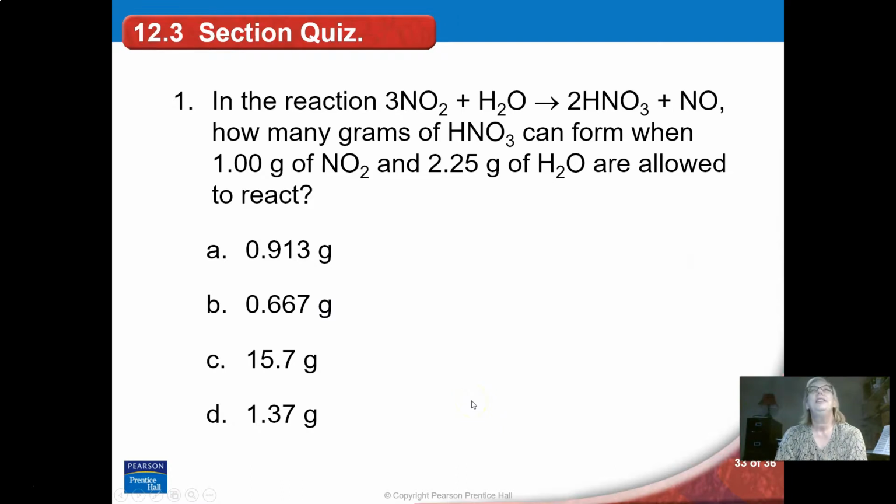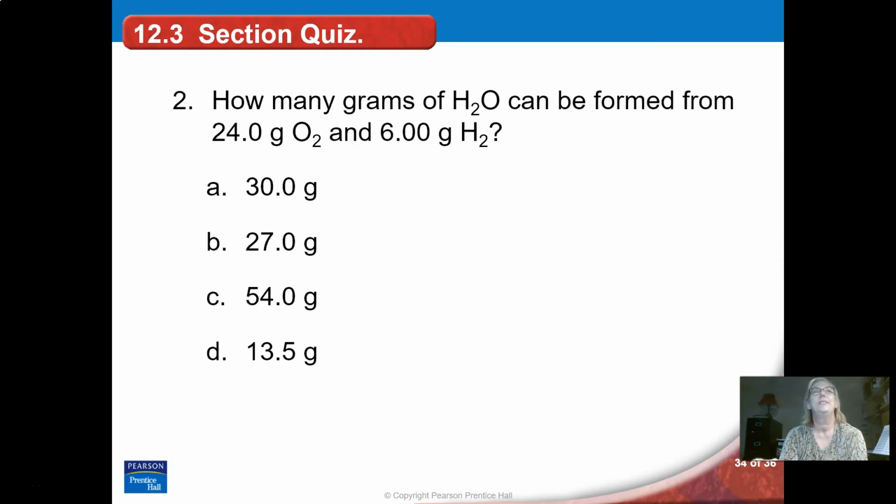We have a reaction, it's balanced, double check that. And we want to know if we had these two things, how much product could we make? This is like the first problem I showed you, so you might want to go back and check it out if you forgot how to set this up. Pause me when you're ready, and then I'll give you the answer after you unpause me. Alright, here's the answer. You should get that if you did it correctly. Let's try the next one.